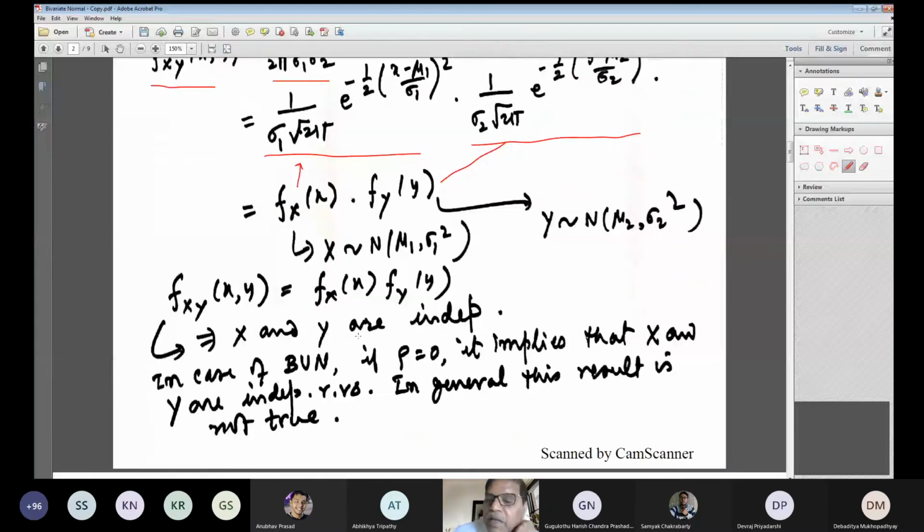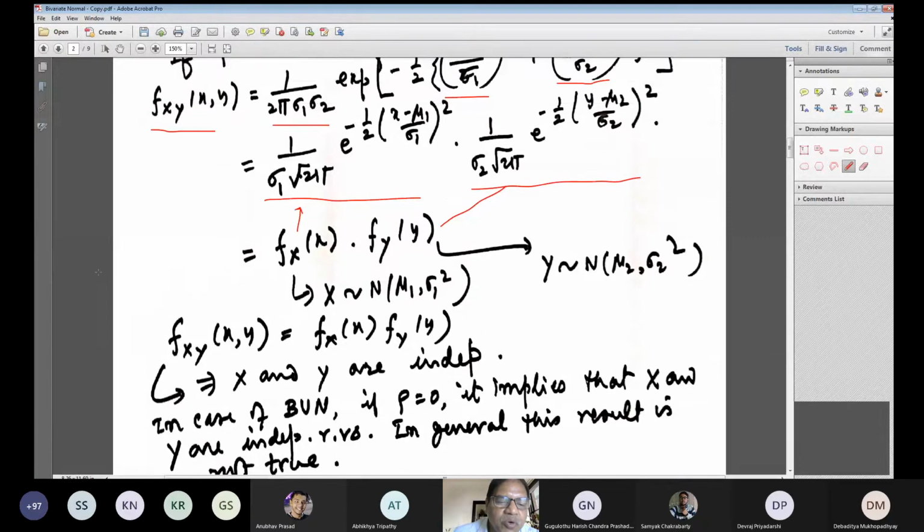Now, in general, this result is not true. We have seen earlier while discussing the joint distribution of any two random variables that rho equal to 0, which implies the covariance equal to 0, does not imply that x and y are independent.